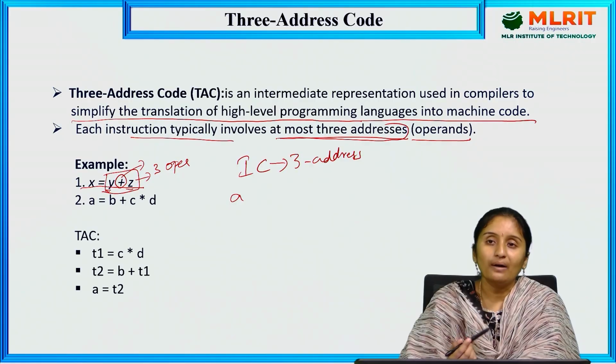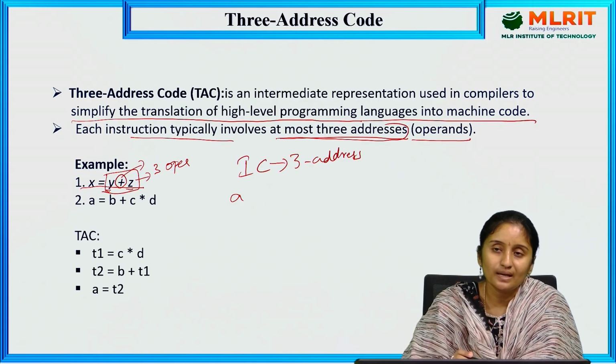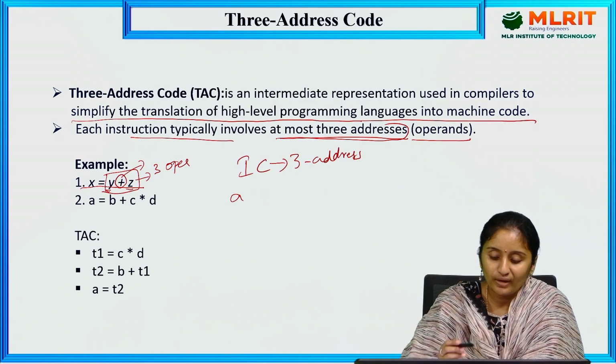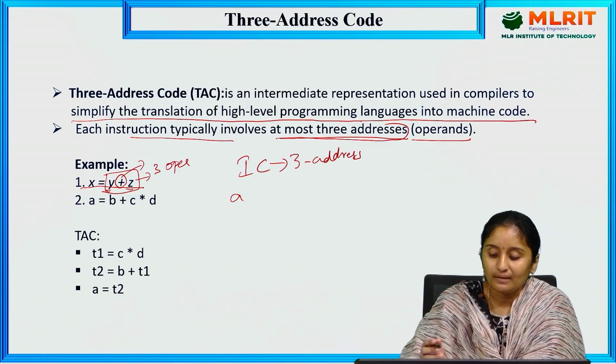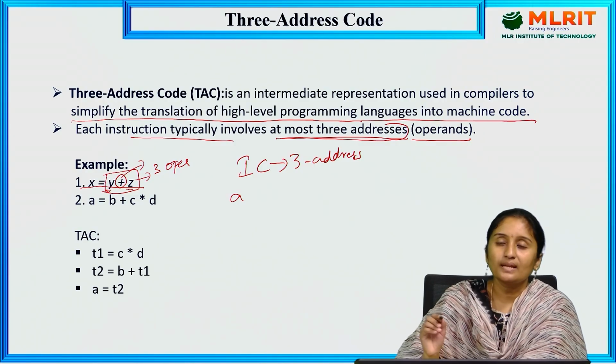So if I am having more than 1 operator in the RHS side, we need to simplify, and if we have more than 2 operands in the RHS side, we need to simplify it. So that is nothing but the 3 address code.